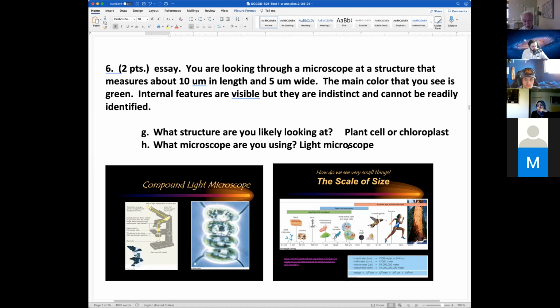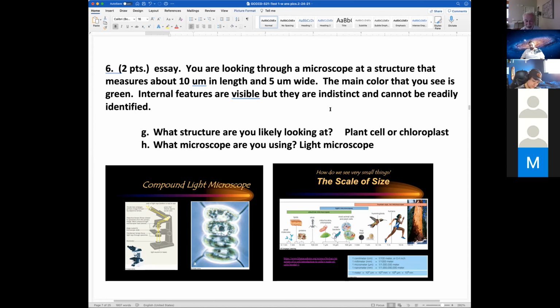I should put it the other way. Why wouldn't you use an electron microscope? Because you want to see the internal features. Yeah, but internal features can be seen with a transmission electron microscope. So what does the question tell you that tells you that it's not a transmission electron microscope? They're indistinct. Indistinct, right. If it was an electron microscope, you'd see them clearly, but these are indistinct. So that tells you it can't be that.